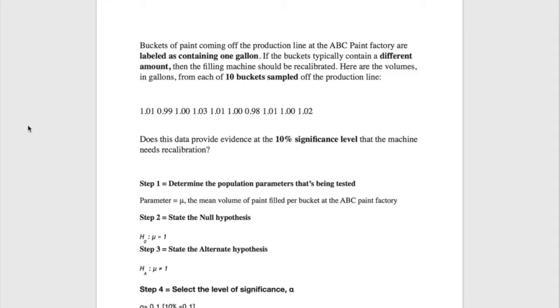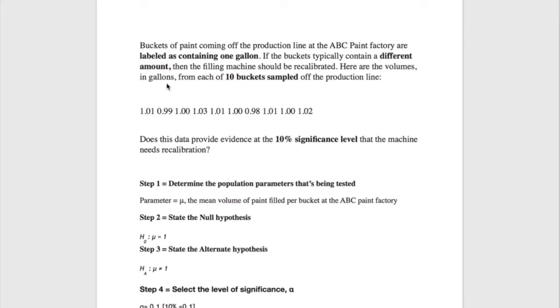So this example is about a paint factory. It says that buckets of paint coming off of the production line at ABC paint factory are labeled as containing 1 gallon. If the buckets typically contain a different amount, then the filling machine should be recalibrated.